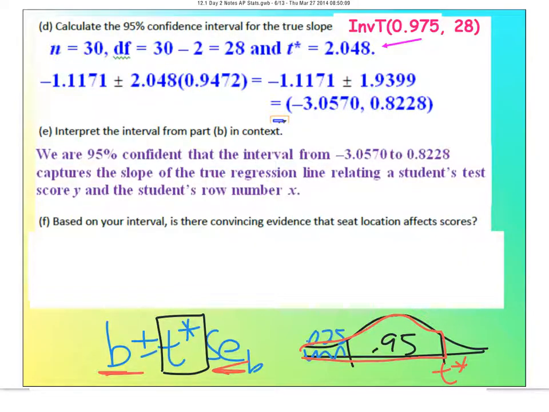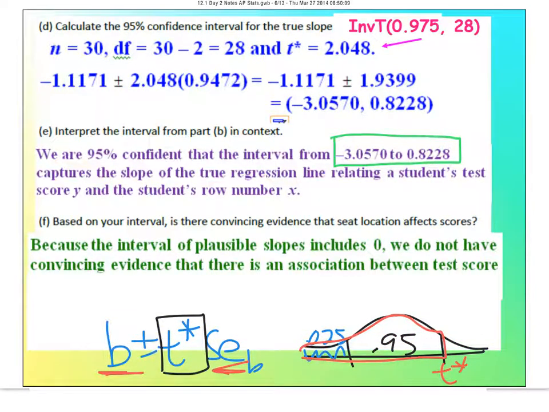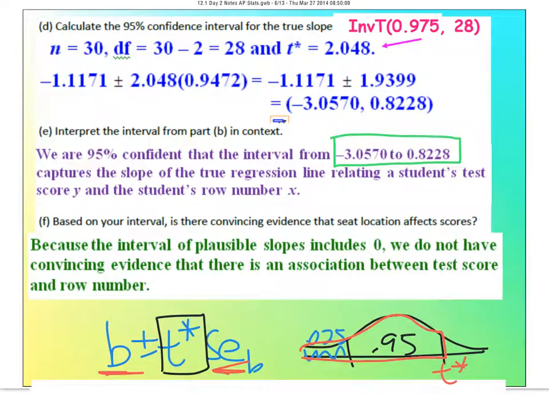Well, if your scores were unaffected, what number would that be? The score that would indicate unaffected evidence would be the score of 0. It means it didn't make any difference. So the question is, is the number 0 included in this confidence interval? And it is. Therefore, we can say, because the interval of plausible slopes includes 0, we do not have convincing evidence that there's an association between test score and row number.